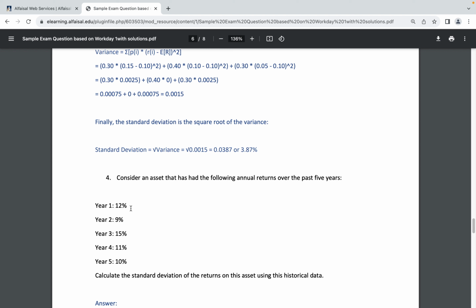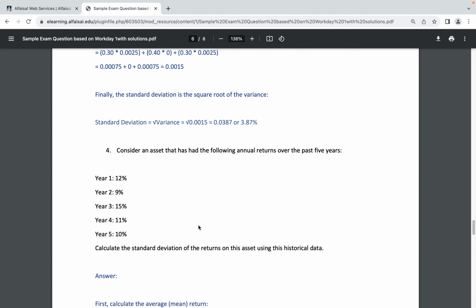We're looking at what is likely to happen based on what happened in the past. So we've got year 1 to year 5 here, and you can see this ranges from 12% to 10% in terms of the returns experienced over the past 5 years. Now the question asks you to calculate the standard deviation of the return on this asset using this historical data, 12% being last year, 9% being 2 years ago, 15% being 3 years ago, and so on.